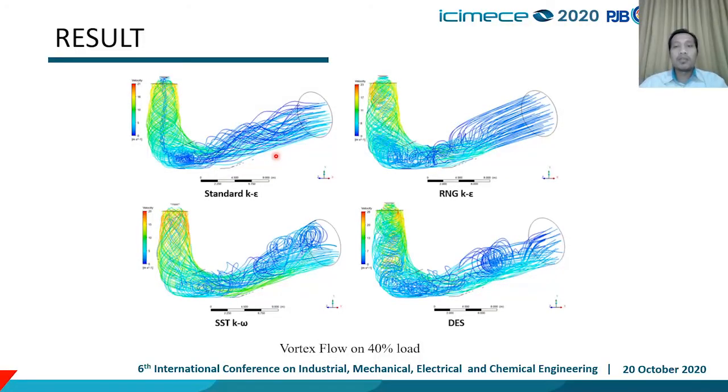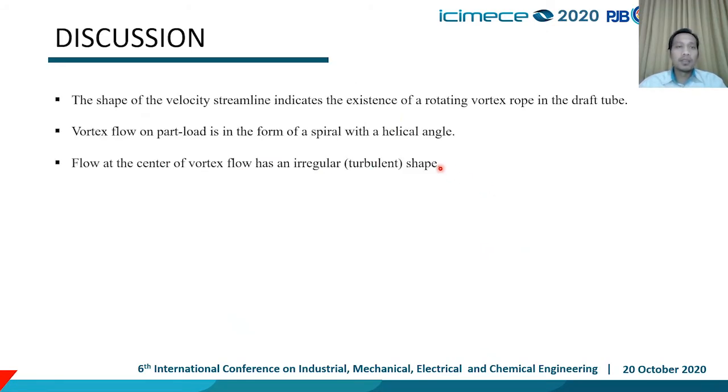The figure shows the vortex flow on 40% load. Then the discussion is that the shape of the velocity streamline indicates the existence of a rotating vortex rope in the draft tube. Vortex flow on part load is in the form of a spiral with a helical angle. Flow at the center of vortex flow has an irregular turbulent shape.